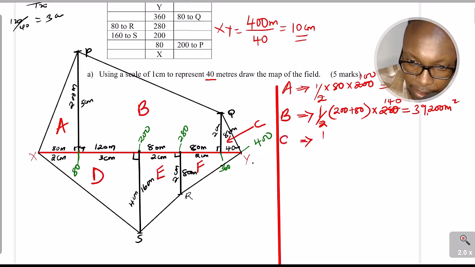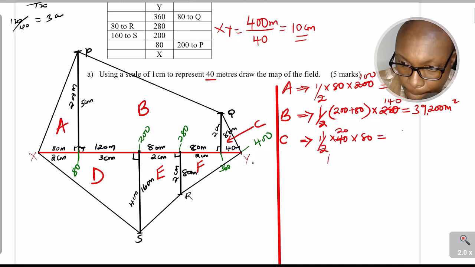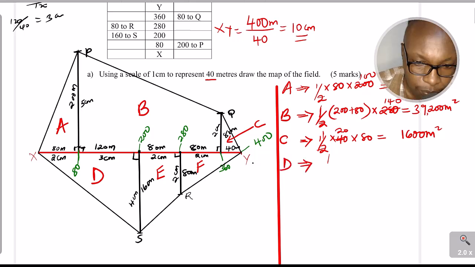Then we come to C. Shape C is a triangle. I have a half times the base. The base is 40 meters times the height. The height is 80 meters. 1 by 2 times 40 is 20. This will give 1600 meters squared. Then for shape D, this one is a triangle as well. So this will be a half times the base. The base is 80 plus 120, that is 200. And then the height is here. The height is 160.